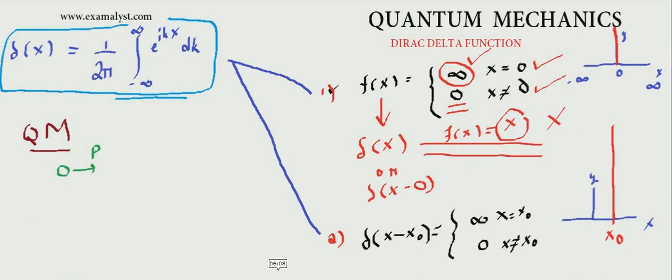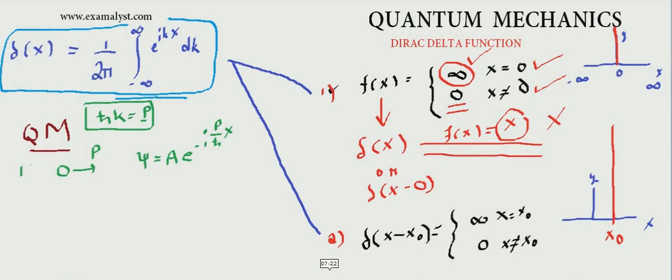So the wave function of this free particle can be written as this. Remember k is such that h cross k is p. This was from the de Broglie equation, and you can see psi equals A e to the power minus i p by h cross x is the wave function for a free particle whose momentum is known 100%.